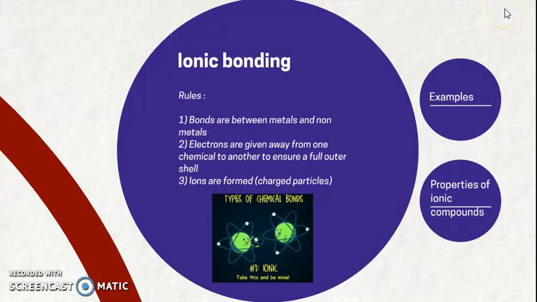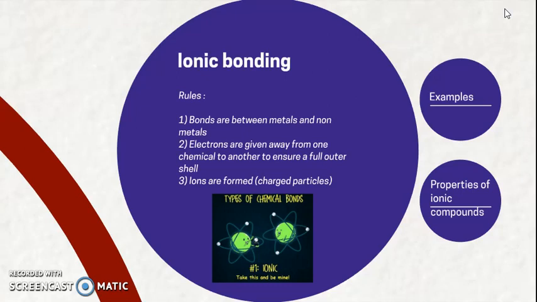As I said, ionic bonding is on the periodic table, any chemical on the left bonded with any chemical on the right. In this case, the electrons are given away or transferred. Don't ever say they are shared, because you will not get the mark, because that is for covalent bonding. So electrons are transferred from one chemical to another. It's usually the chemical with the least electrons in the first place that will give it away to the ones with the most. And then when we say the electrons have transferred, then ions have been formed.